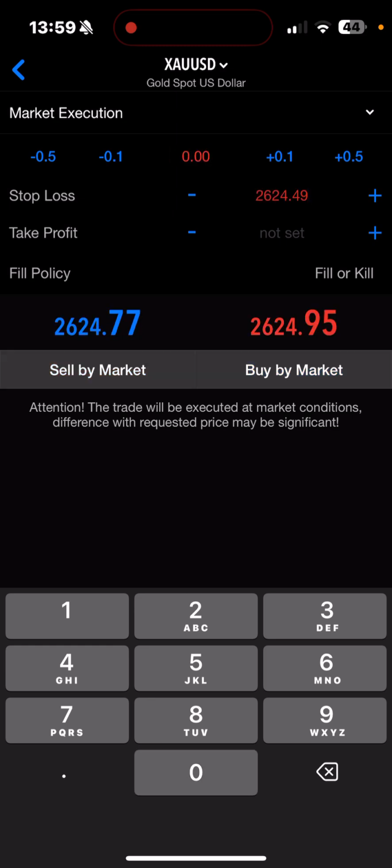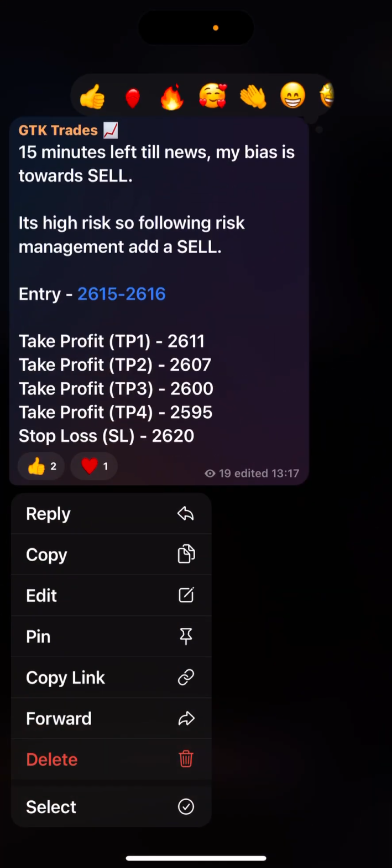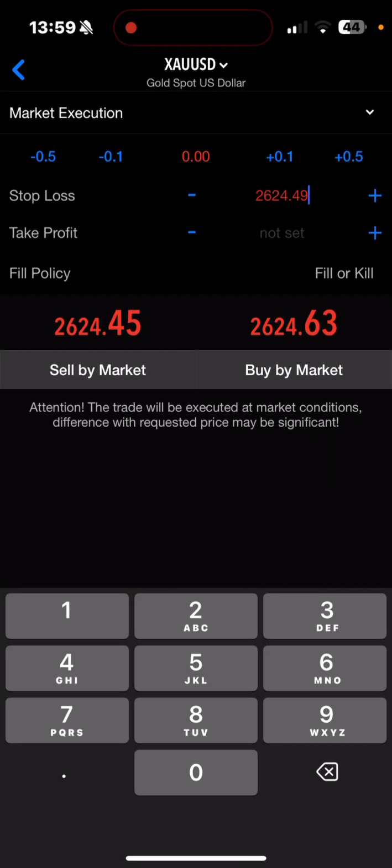And then you put the stop loss, which is written in the message here, as you guys can see, stop loss, SL. Stop loss is always referred to as SL. So sometimes you'll see stop loss, sometimes you'll see SL. So all we do is, at the last point where we see stop loss SL 2620, we simply go here and put that 2620 here.